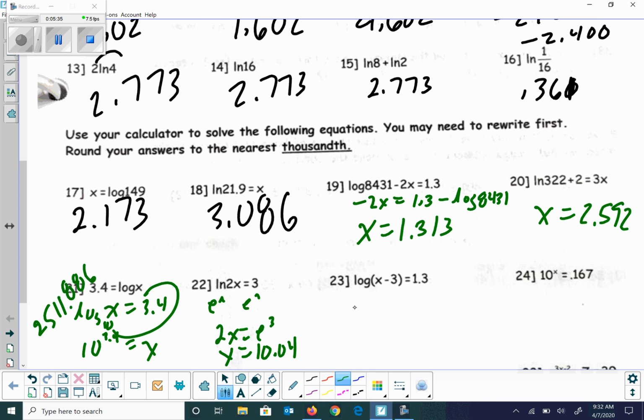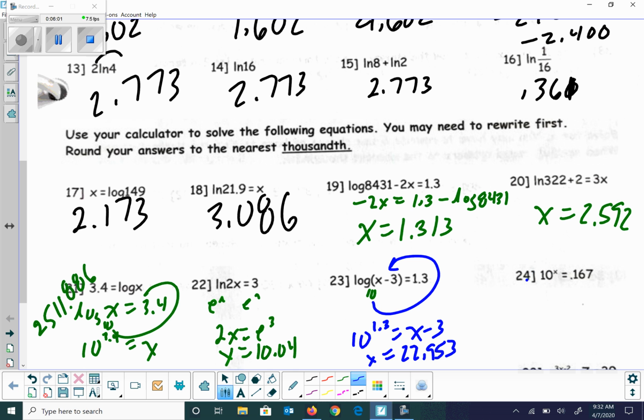For this problem, I could do it a couple ways. So I'm going to remember there's a 10 there. So 10 to the 1.3 is equal to x minus 3. So 10 raised to the, so 10 caret 1.3. And then add 3 to that, because add 3 to both sides. So that would come out to x equals 22.953.